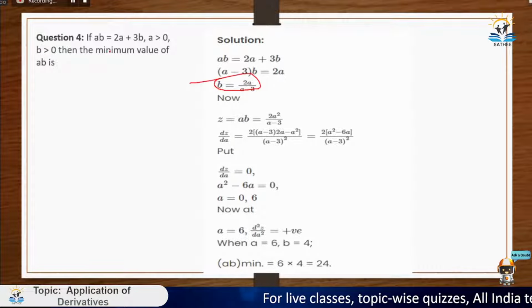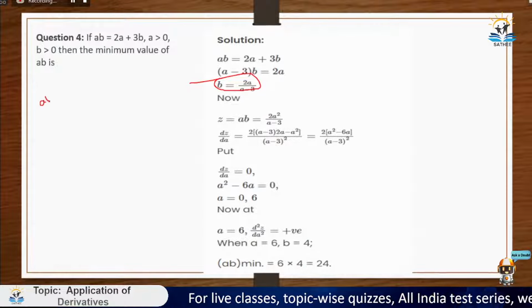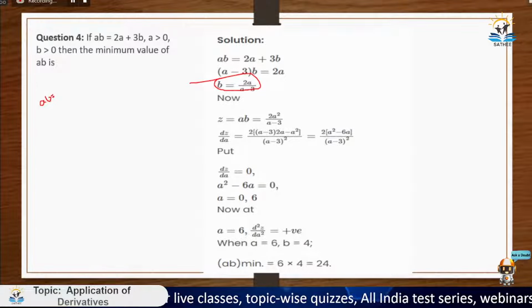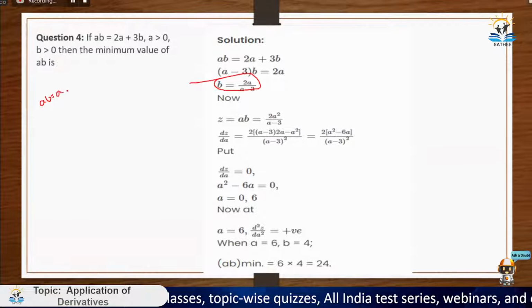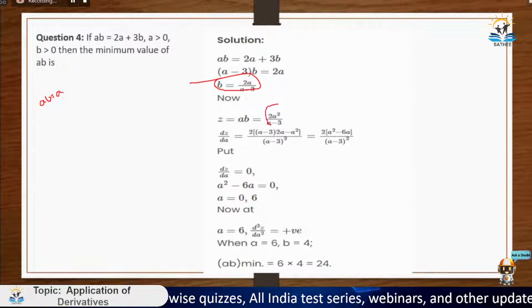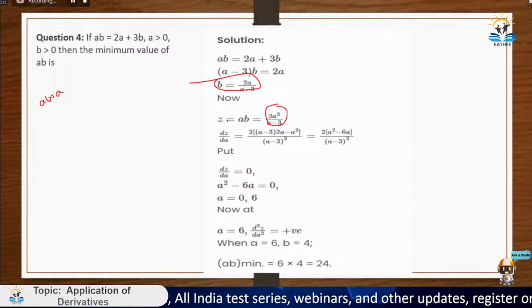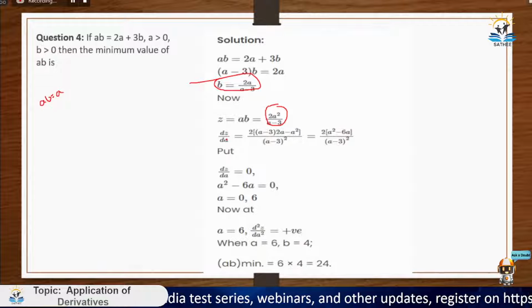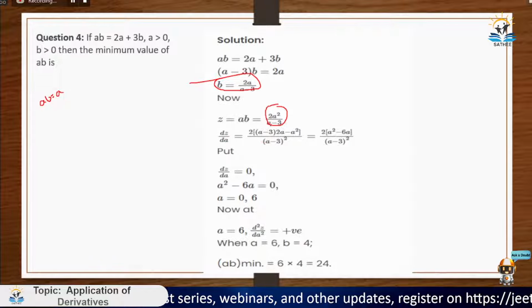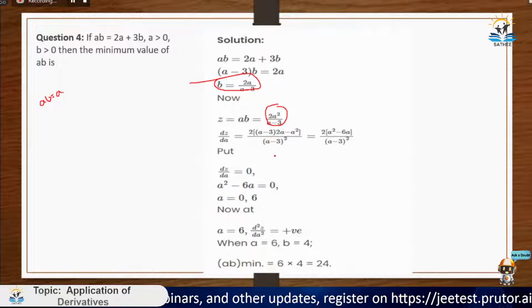Okay, and now what I want is the minimum value of AB. So AB is equal to what? AB is equal to A into the value of B in terms of A, which I calculated from here. So my AB is equal to 2A squared upon A minus 3. Now I want the minimum value of AB, so just differentiate it with respect to A and put it equal to 0. On differentiating, the denominator will be squared, so it would be (A minus 3) squared.